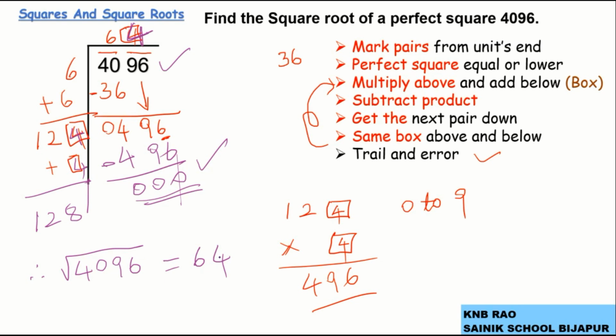Cross checking sake, 64 here, double of it is 128, the new divisor, when we got the 0 as the ultimate remainder. This is how we can do finding square root of a number by long division method.